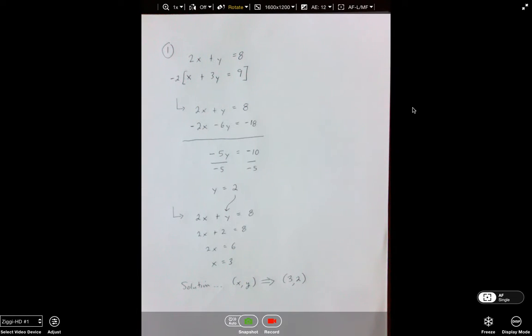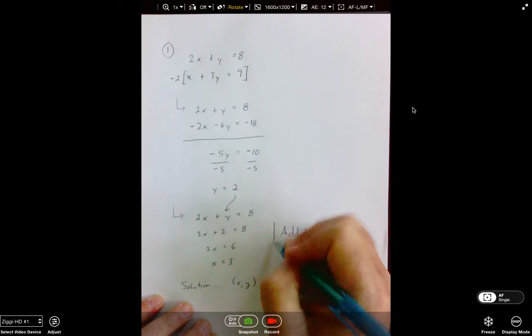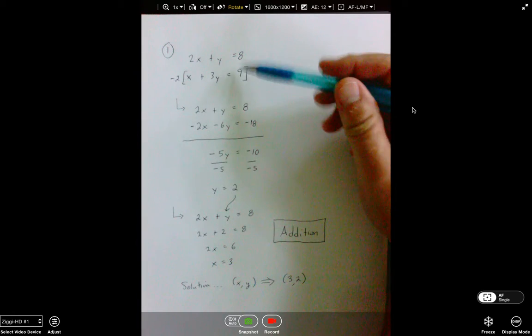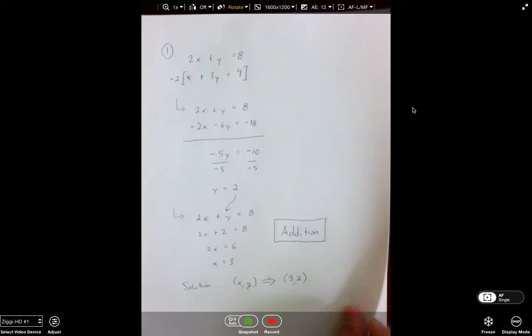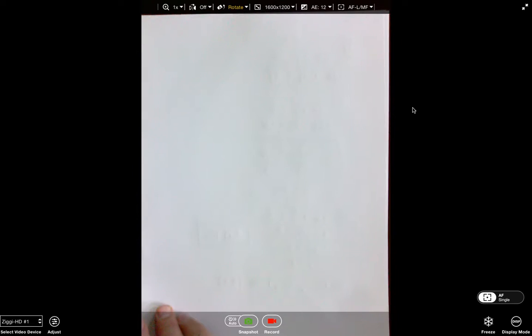Okay, now this is what we call the addition method. And it's fine. There's nothing wrong with the addition method. It takes a little bit more work. I just happened to come up with a really easy problem here. But you get into fractions, and those things become a little more challenging to do with the addition method. Okay, so my goal here is to make it easier on you, believe it or not.